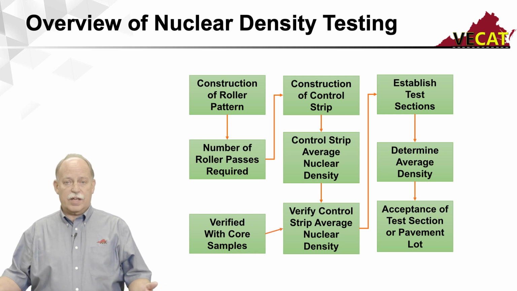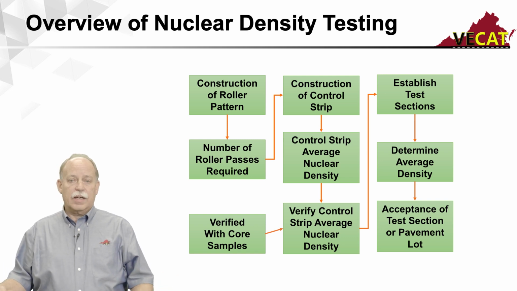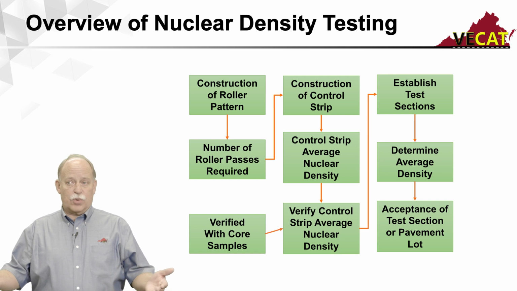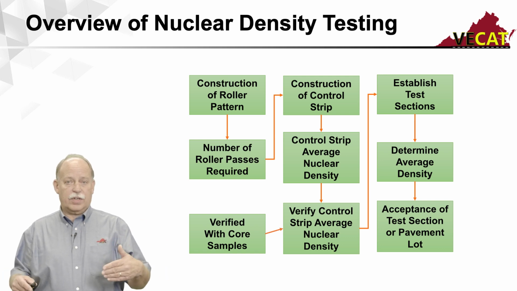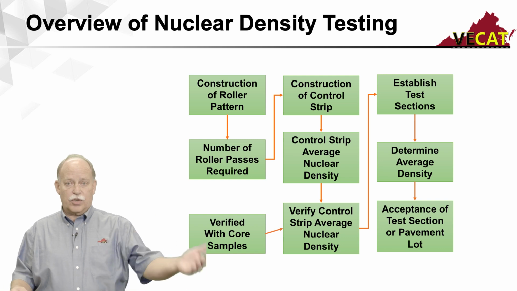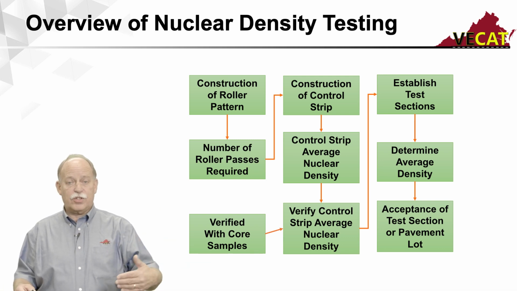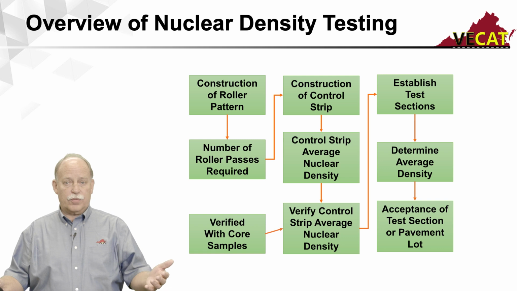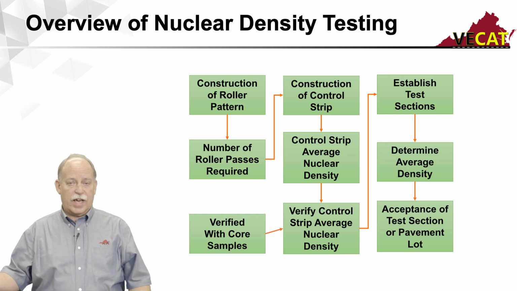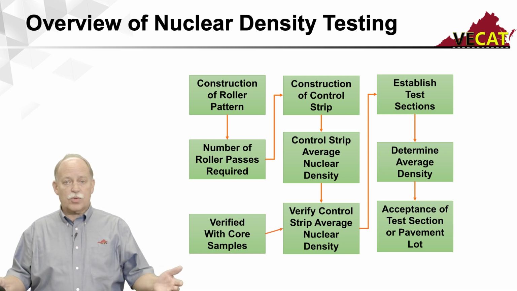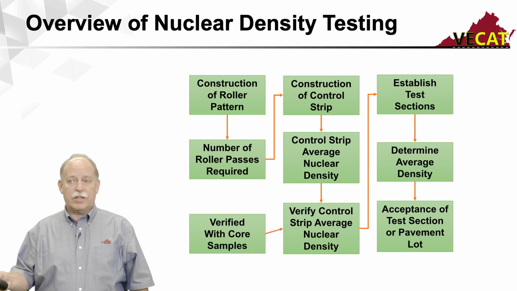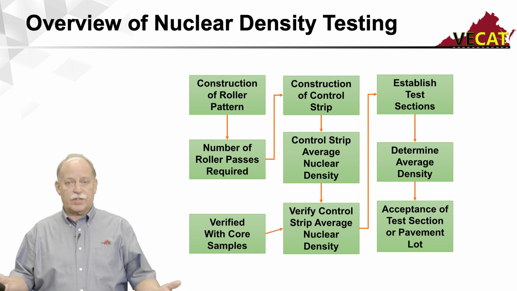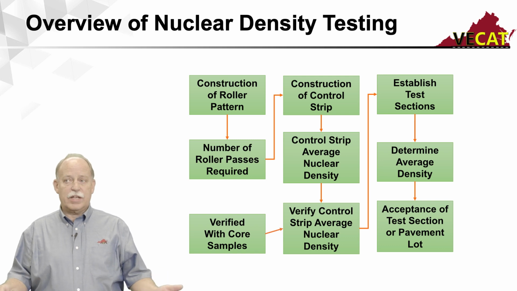So you'll run 10 tests. We'll show you a little bit more about that in a minute. And you'll average those to get your target density for a specific mix again. So you've done your roller pattern, determine the number of passes. You might need to do 4 vibratory passes and 4 static passes or something along those lines. And then you get into the control strip and you ensure that you actually meet the requirements. You have to verify that that control strip average meets the requirements of the specifications.